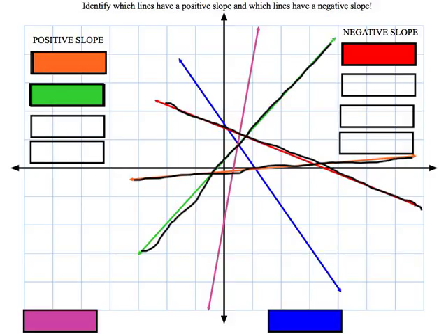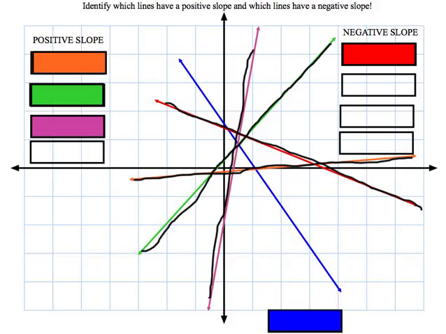All right, if we look at the purple line, or the pink line, that starts down here in the third quadrant. It comes through the fourth quadrant and then up into the first quadrant. So from the third quadrant to the first quadrant is going to be a positive slope.